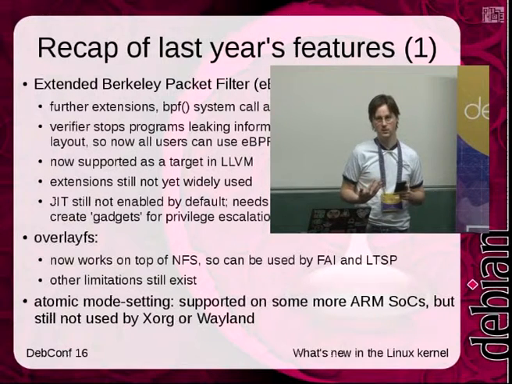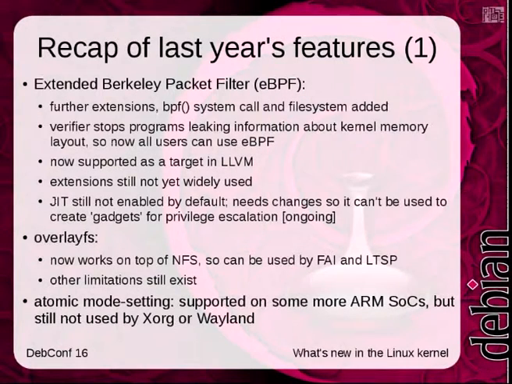But the common way of using a union file system would be to have a read-only file system on the lower layer that's imported through NFS, and then you have an upper layer that's stored locally or is just temporary. That now works, so FAI and LTSP can use overlay FS and don't need AUFS.